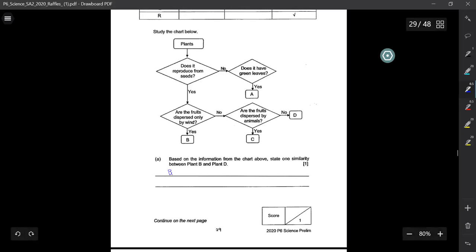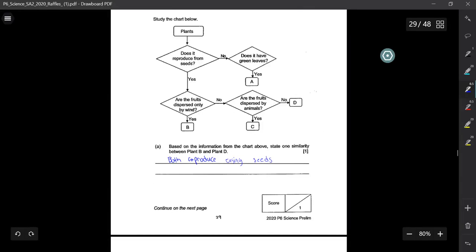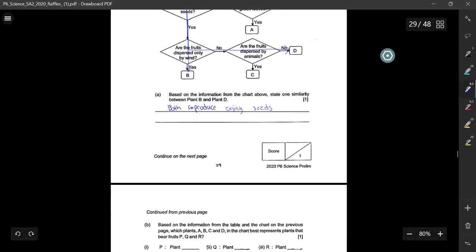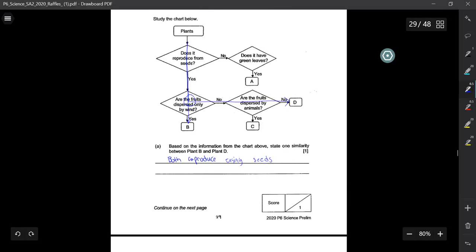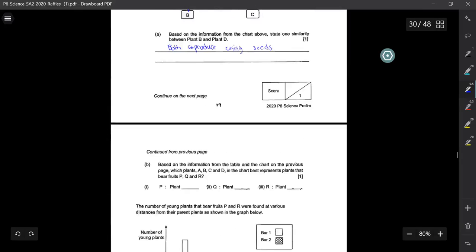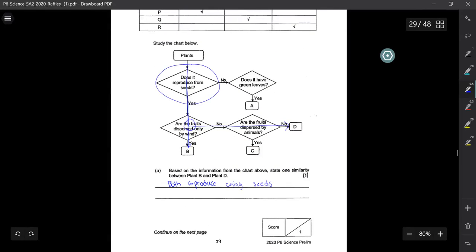So what we write is both reproduce from seeds. Or we can actually say reproduce using seeds. Because this one goes down here and this one goes here. So those are similarities. This right here is where the path splits, so this is what we're looking for, right?